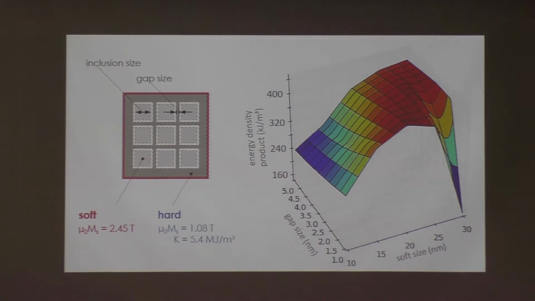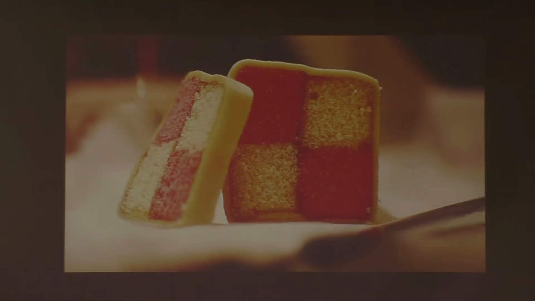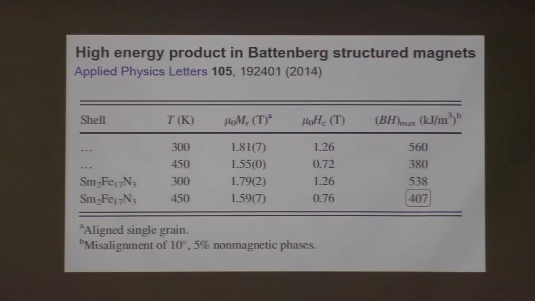At the time when we did the simulations, I had a postdoc coming from England, and in England there is this famous sweet, this famous cake here, which is called Edinburgh cake. And then we thought, okay, that's how our proposed magnet structure looks. And we proposed the so-called Edinburgh structured magnet.